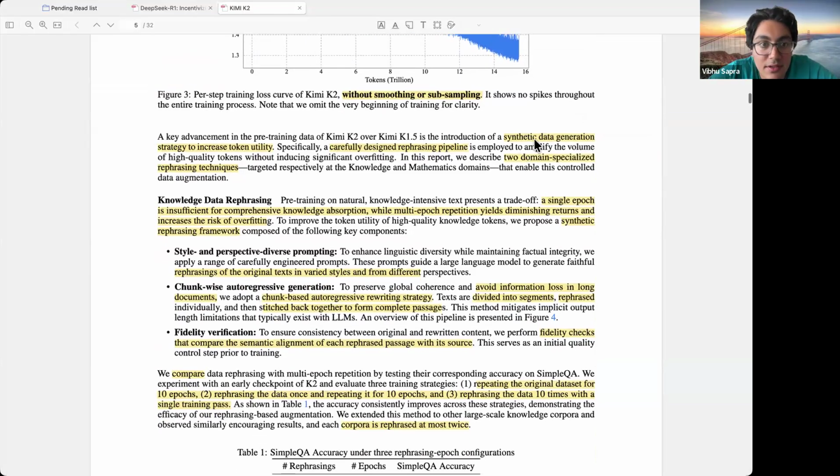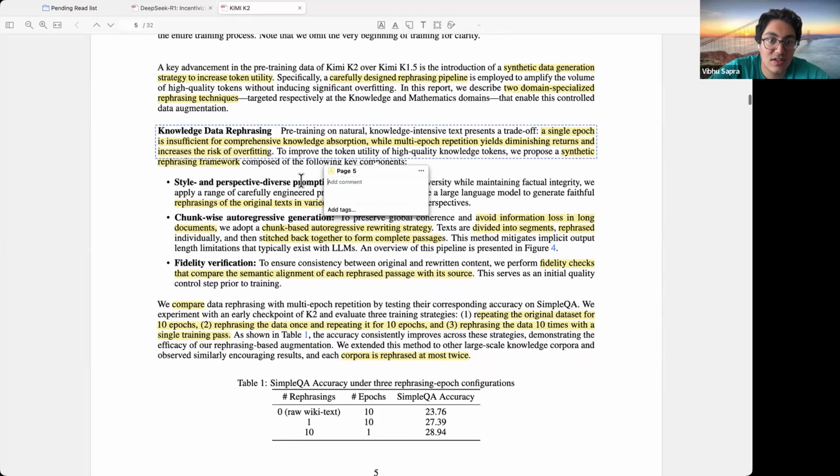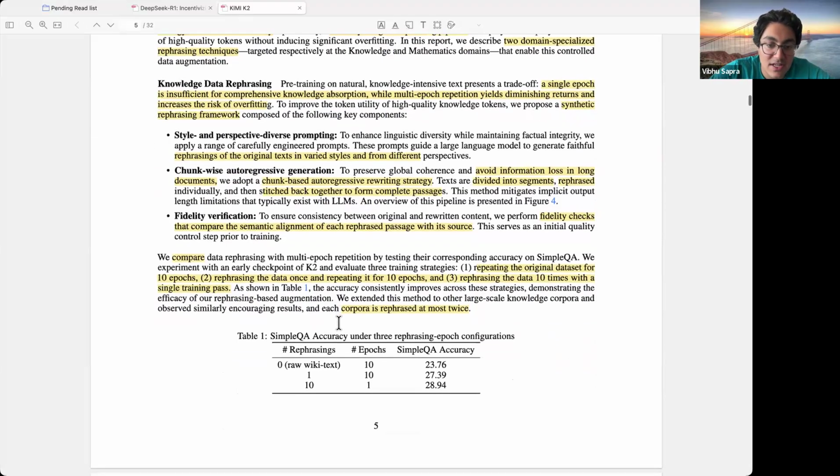A key advancement is synthetic data generation to increase token utility. So they have this cool rephrasing pipeline. Basically, instead of just training on the same data multiple times, let's rephrase it a little bit. There are two domain-specialized rephrasing techniques that they use, for knowledge and math. For knowledge data rephrasing, a single epoch is insufficient for comprehensive knowledge absorption, while multi-epoch repetition yields diminishing returns and increases the risk of overfitting. We'll get to a chart in a bit, but let's talk about what they do.